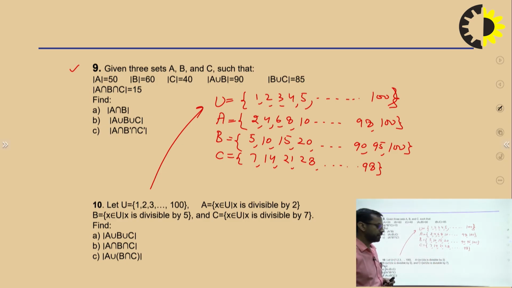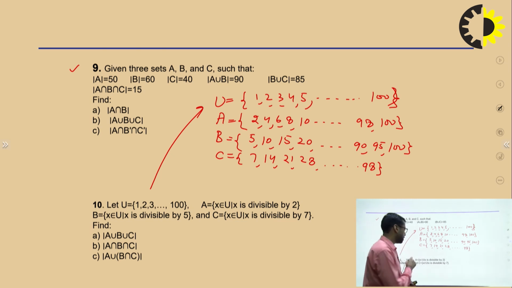So we will write down the last element, because we have the range decided in the set U that the elements belong to 1 to 100. So in that particular case, the last element that belongs to such a range is 98. 14 times 7 is 98.